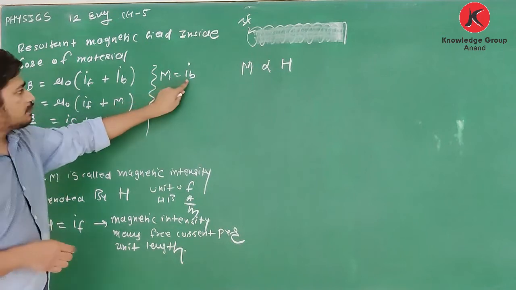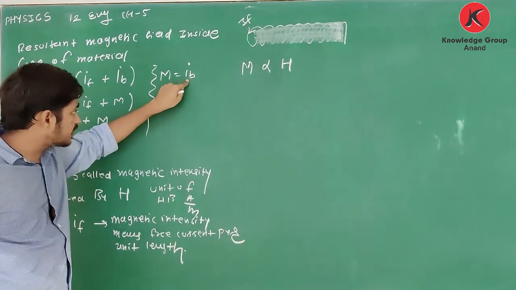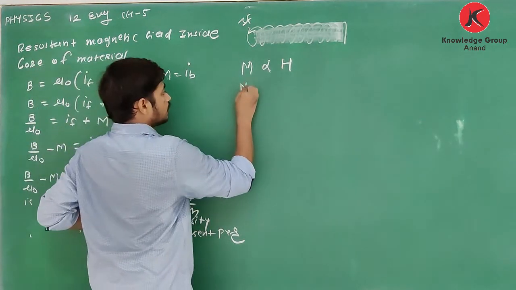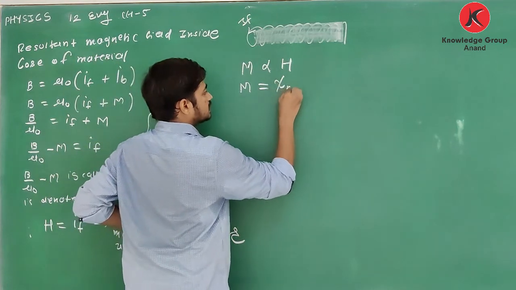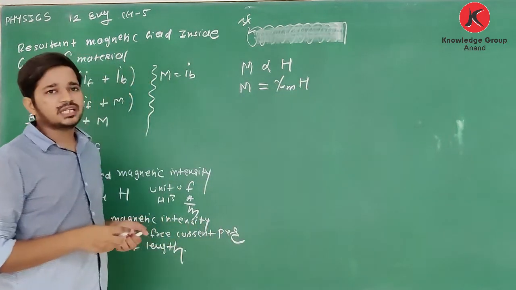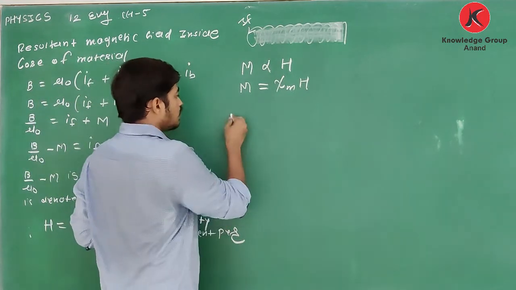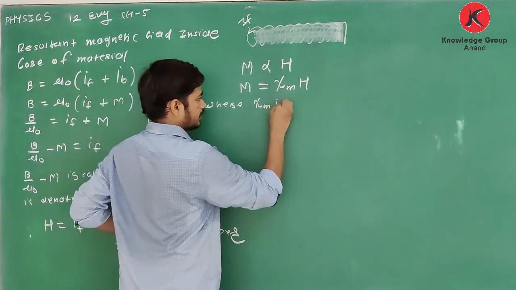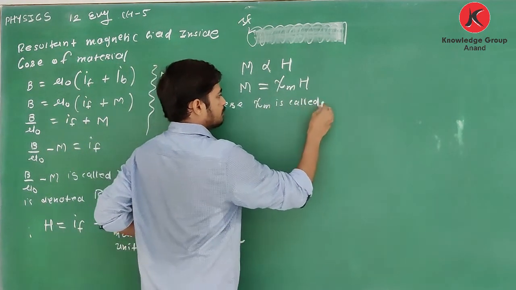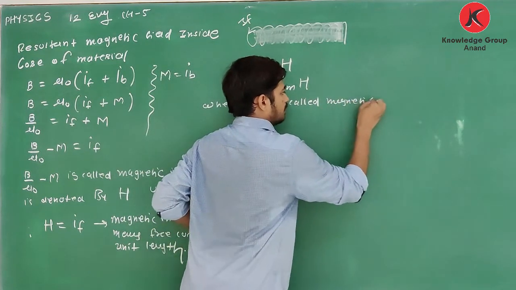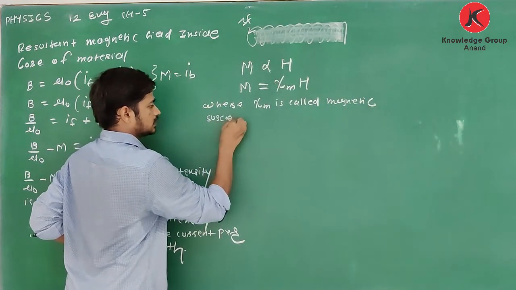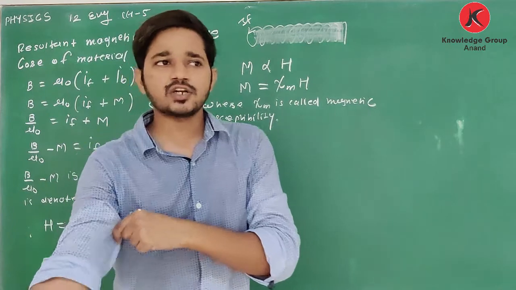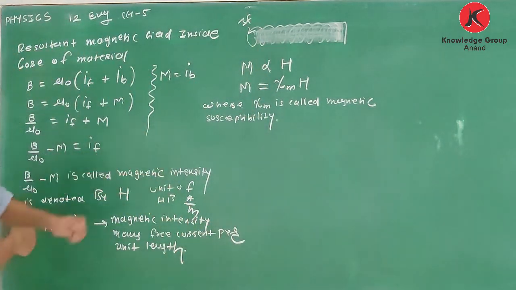Bound current per unit length is directly proportional to free current per unit length. If we remove proportionality, we have to add some constant, and that constant is chi m, where chi m is called magnetic susceptibility. And yes, it is again a characteristic of the medium, similar to electrical susceptibility.